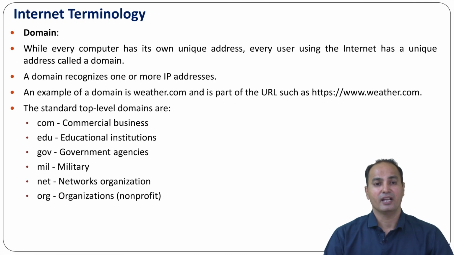Domain. While every computer has its own unique address, every user using the internet has a unique address called a domain. A domain recognizes one or more IP addresses. An example of a domain is weather.com, and it is part of the URL such as https://www.weather.com. The standard top-level domains are .com for commercial businesses, .edu for education, .gov for government, .mil for military, .net for network, and .org for organizations, that is, non-profit organizations. So these are various top-level domains used by various industries for their websites.